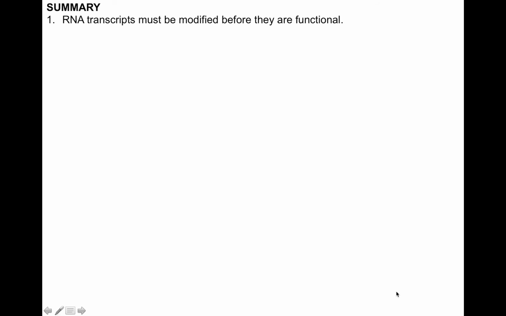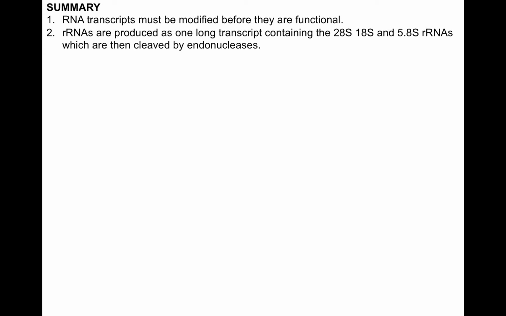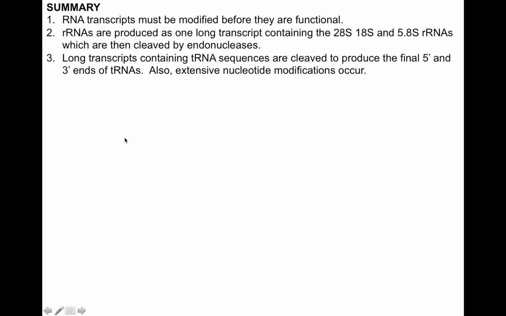So, in summary, RNA transcripts must be modified before they are functional. Ribosomal RNAs are produced as one long transcript containing the 28S, 18S, and 5.8S ribosomal RNAs, and then they're cleaved by endonuclease. This ensures the production in stoichiometric amounts of all these RNAs, one ribosome set per transcript. Long transcripts containing tRNAs are cleaved to produce the final 5' and 3' ends, and they also undergo extensive nucleotide modification.